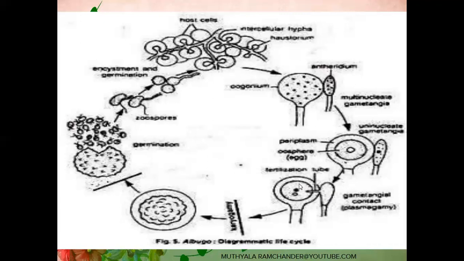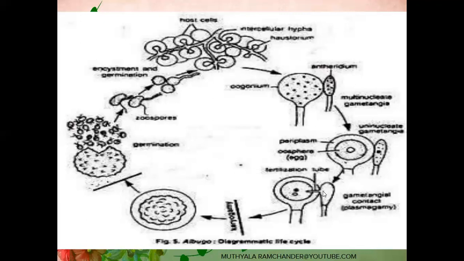Before the development of the oogonium, the nuclei or cytoplasm divide into two major portions: periplasm and central plasm, or nucleoplasm. The periplasm contains only liquid cytoplasm and is present at the peripheral region of the oogonium, and at the central region of the oogonium, nucleoplasm is present. The nucleoplasm is called the oospore. The nucleoplasm contains many haploid nuclei in Albugo bliti.